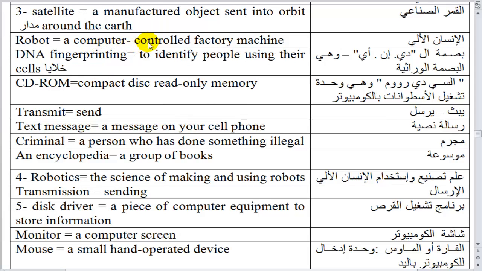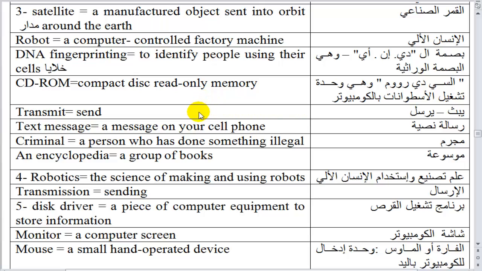Robot. A computer-controlled factory machine. DNA fingerprinting. To identify people using their cells. CD-ROM. A compact disk read-only memory.